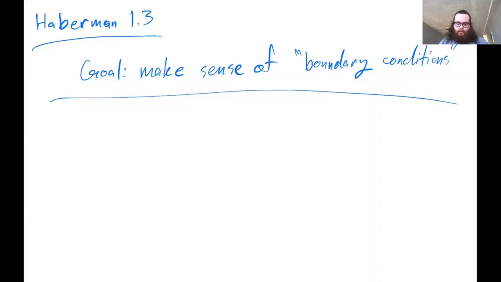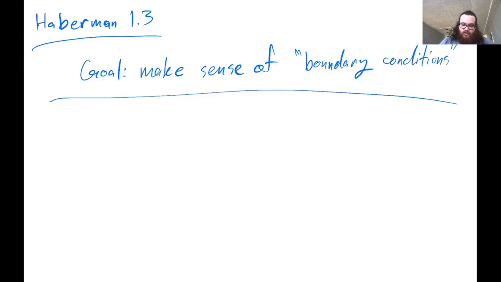Okay, so as I mentioned at the end of section 1.2, generally for PDEs, it's not enough to specify an initial condition at time 0. We also need to specify a little more information. Okay, and this is a theme that'll come up again and again. These boundary conditions can very strongly affect the behavior and the properties of your solution.